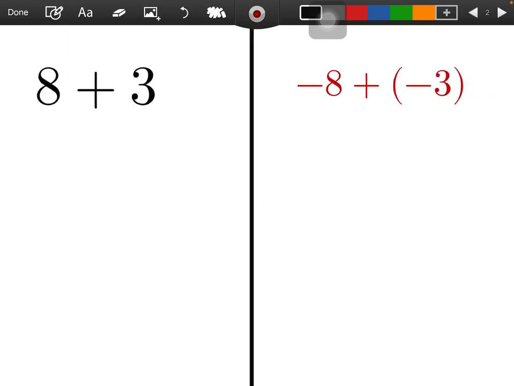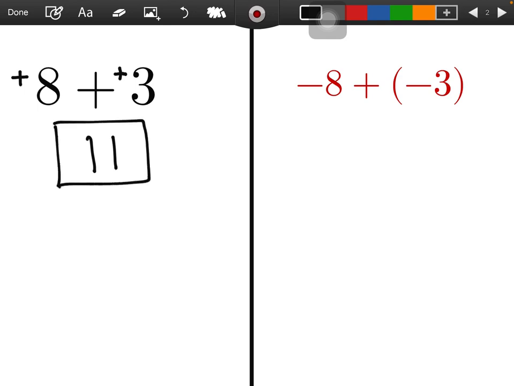Okay, so let's look at this. Same sign we're going to add. Well, most of us can simply look at this and say, okay, 8 plus 3 I know is 11. Well, what you're doing is this 8 is positive, the 3 is positive, so you simply add them together, and I know 8 plus 3 is going to give me 11.